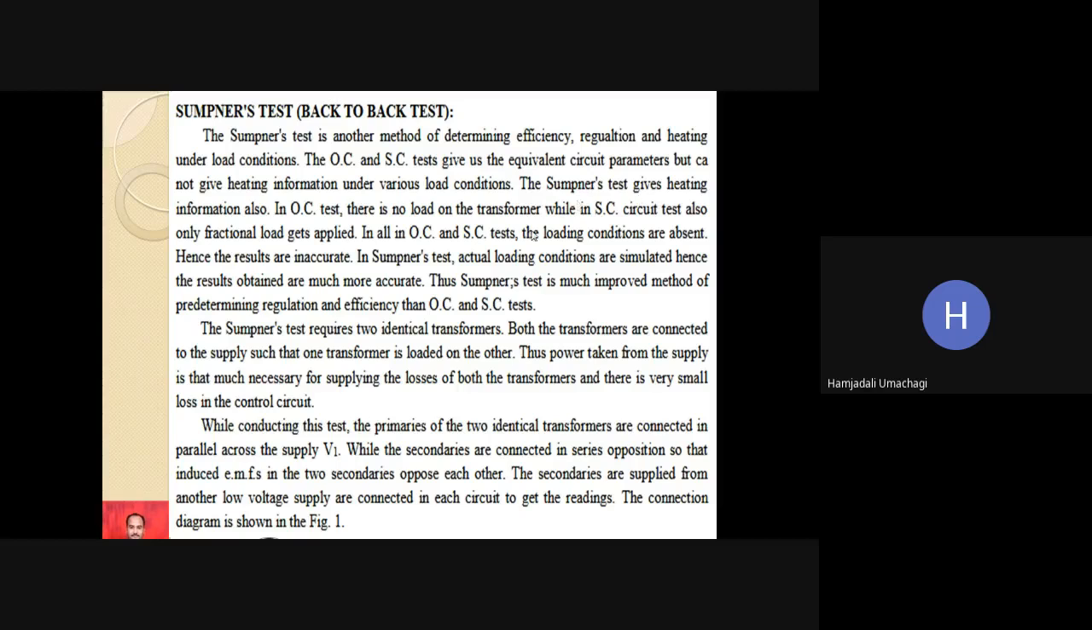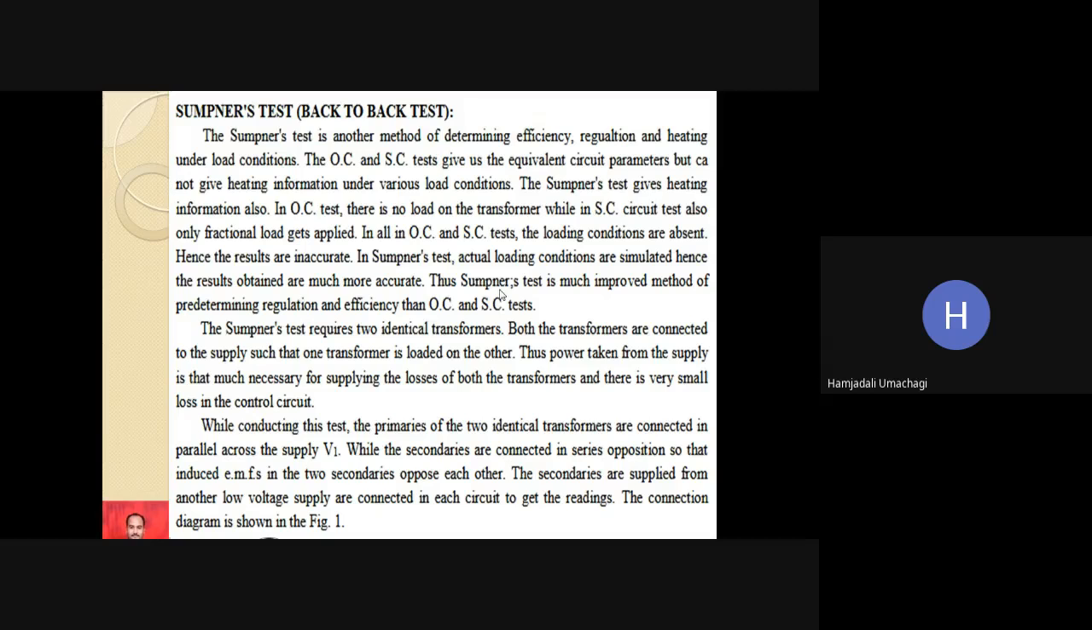Now, in Sumpner's test, actual loading conditions are simulated, hence the results obtained are much more accurate. Thus, Sumpner's test is a much improved method of predetermining regulation, that is voltage regulation, and efficiency than the open circuit OC and short circuit SC test. So it is an improved version of the OC and SC test. Here we are going to get exact values of efficiency and regulation in comparison with the OC and SC test, because in the OC and SC test, actual loading condition is absent, whereas here loading condition is present.